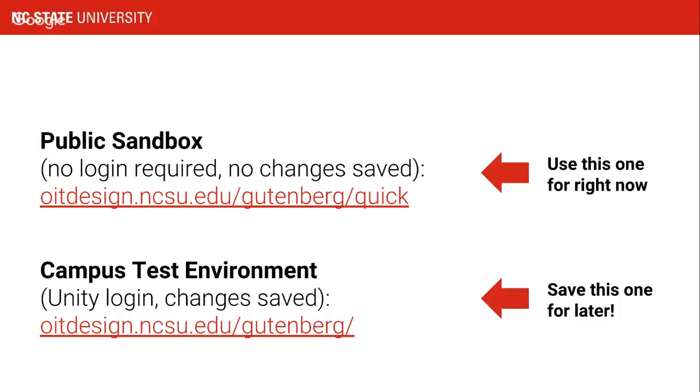oitdesign.ncsu.edu/Gutenberg. And that one, you do have to log in, campus users only. Save that one for later, create a website later. For right now, let's focus on just the public sandbox. So if you could go to oitdesign.ncsu.edu/Gutenberg/quick, and I will do that as well.